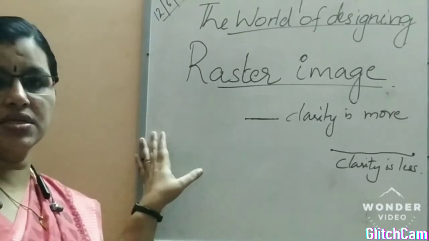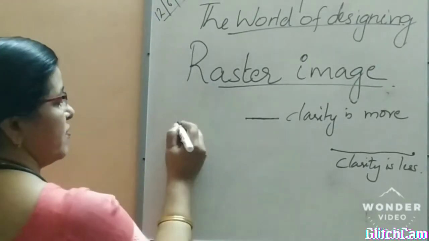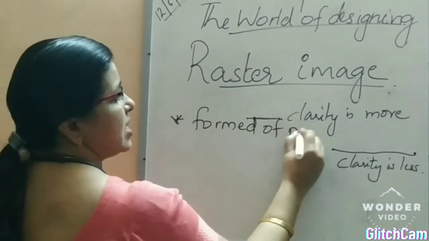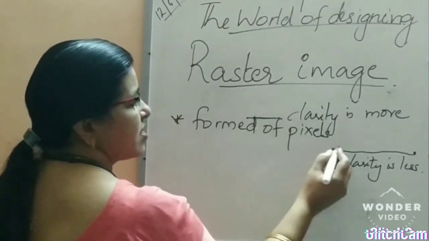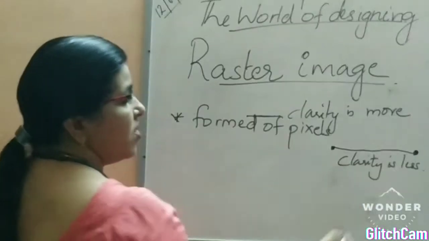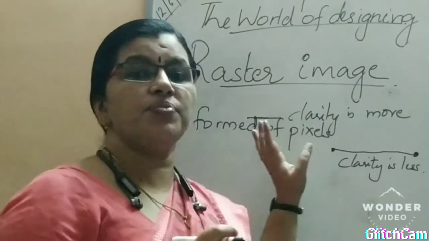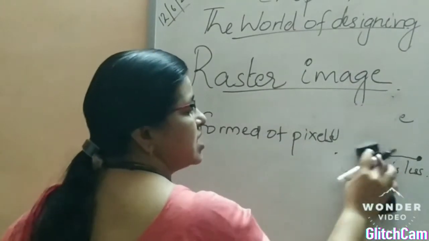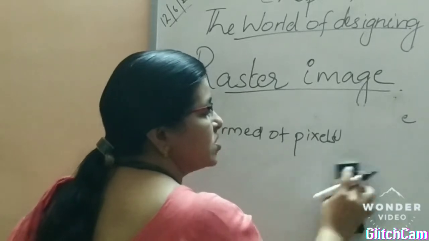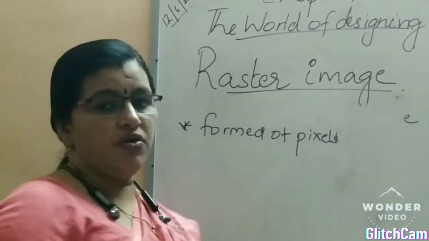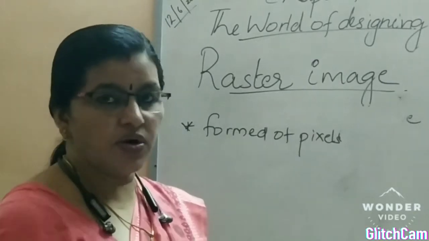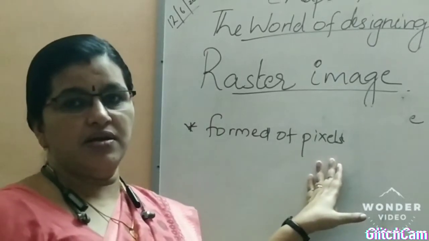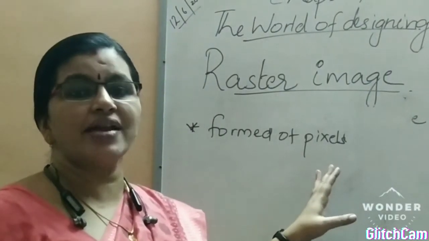But what about the raster images? In raster images, they are formed of pixels. What is a pixel? These dots are called pixels. The images are formed of pixels. They are created using pixels. They are stored as pixels. What are pixels? The dots joining that image. As the pixels increase, clarity increases.